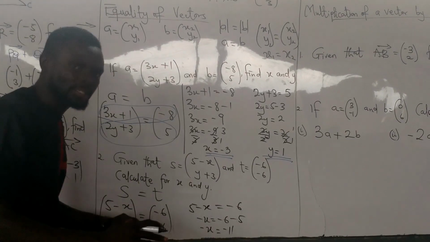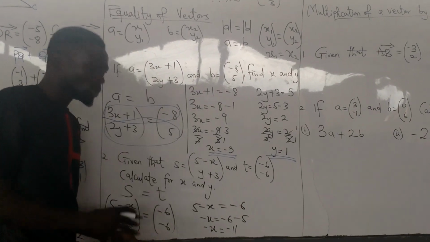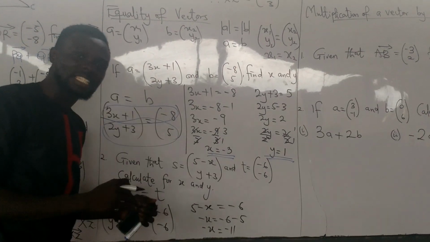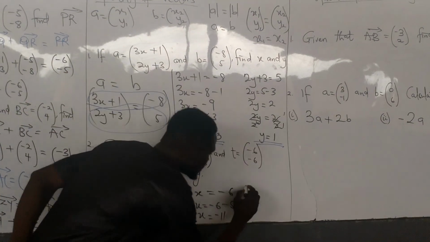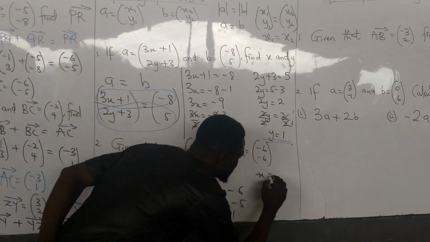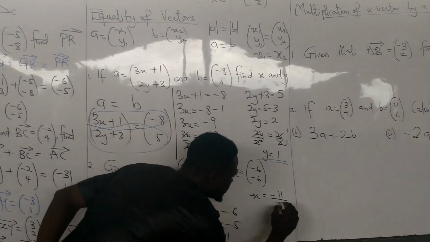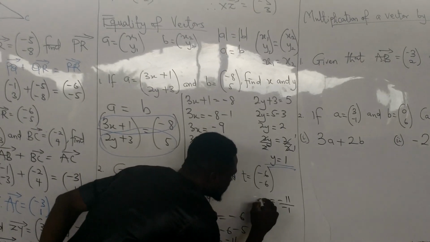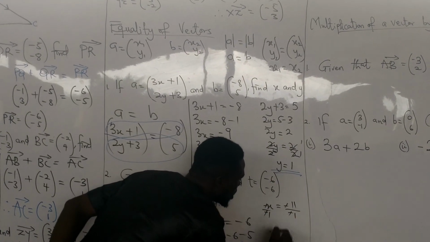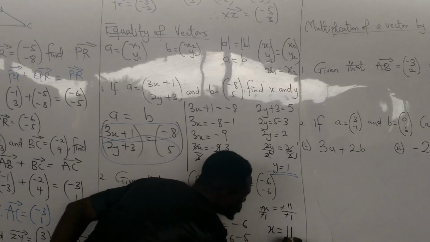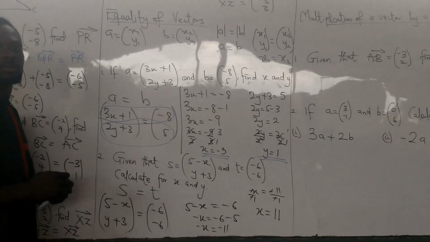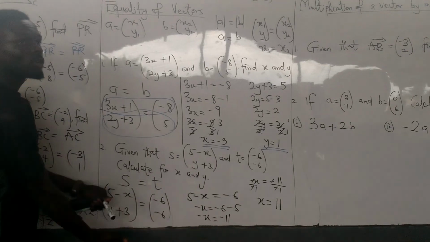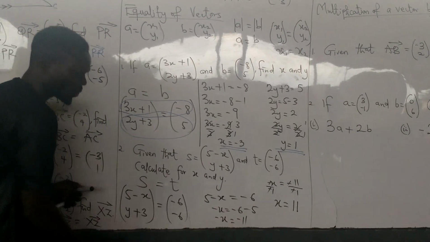I want x, not negative x. So divide both sides by negative 1 so that we can get rid of the negative. So we are going to say negative x is equal to negative 11, divide by negative, divide by negative. Negative will cancel negative. Also here, x is equal to 11 for the first one. Then you do also for the y component to get the y value.